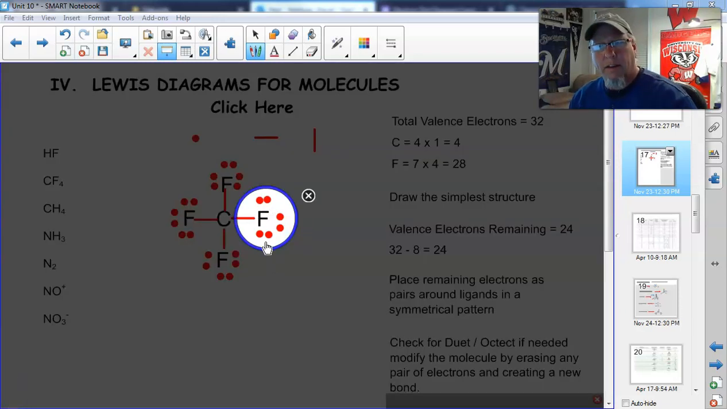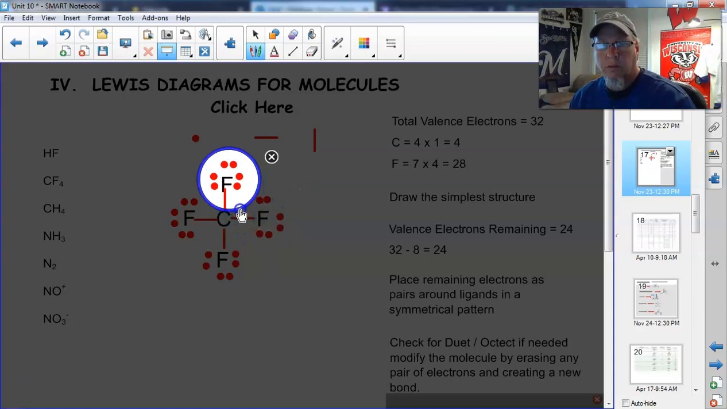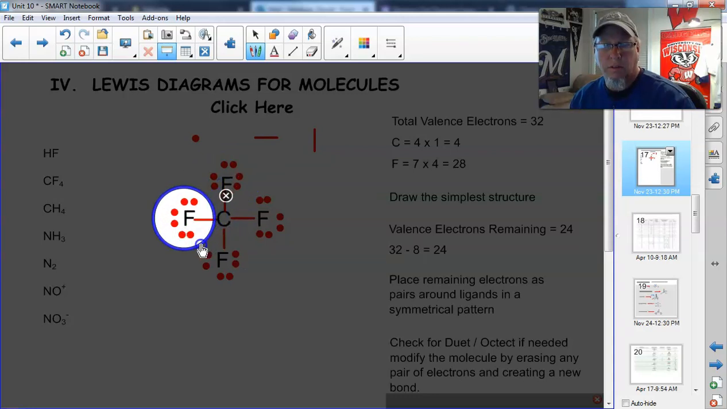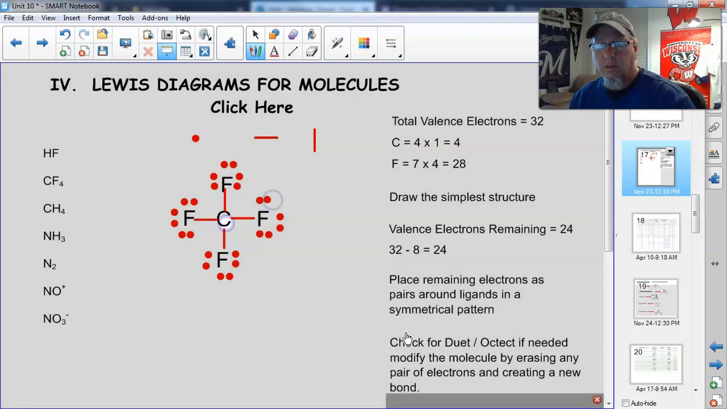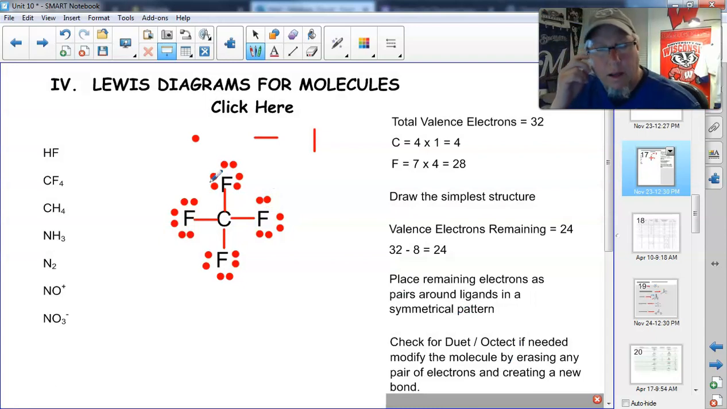This fluorine atom that I've highlighted has 2, 4, 6, 8, because remember the line counts as 2. This fluorine atom has 2, 4, 6, 8. So I'm okay with that one. I'm going to move over to this one. 2, 4, 6, 8. And if I go down here to the bottom, 2, 4, 6, 8. Don't forget about the carbon in the middle. 2, 4, 6, 8. So it looks like everybody's happy. This is the final molecule that I would draw in a test or quiz. And I'm going to do NH3 next, just to see how that one works out.